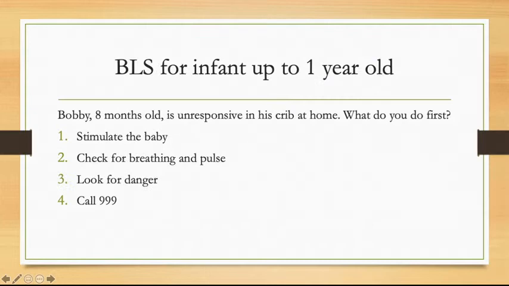So we start off with this question. It's a very simple question. You're babysitting for someone and their child, Bobby, 8 months old, is found unresponsive in his crib at home. So what do you do first? 1, you stimulate the baby. 2, you check for breathing and pulse. 3, you look for danger. And 4, you call 999. So the correct answer is look for danger.